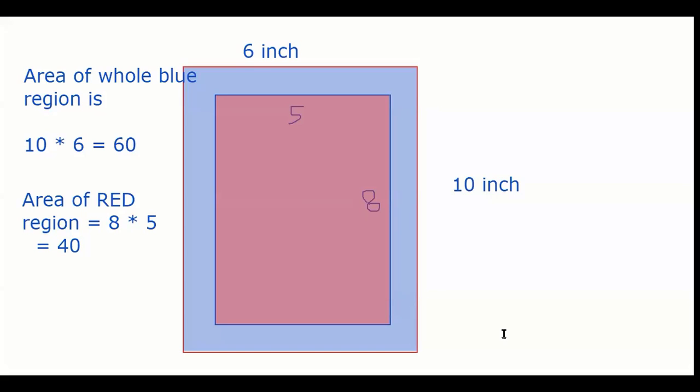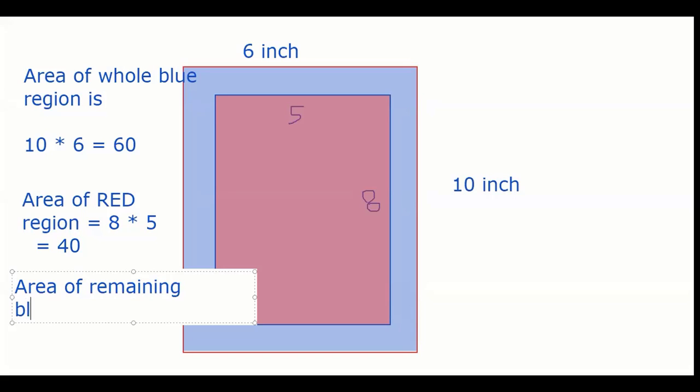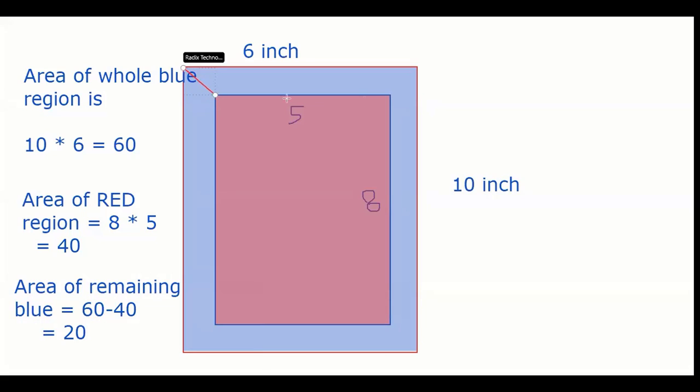Saksham, 20, correct. Prachi, 20. Because the whole blue minus the inside red. So the outer blue now is 20. Everybody agree? Right, Asta. Listen very carefully now. The area of the remaining blue would be, my 60 was the outside blue, 40 was the inside, so 20 only. Clear up till now? Now if I say I put it like this, it's kind of a frame.